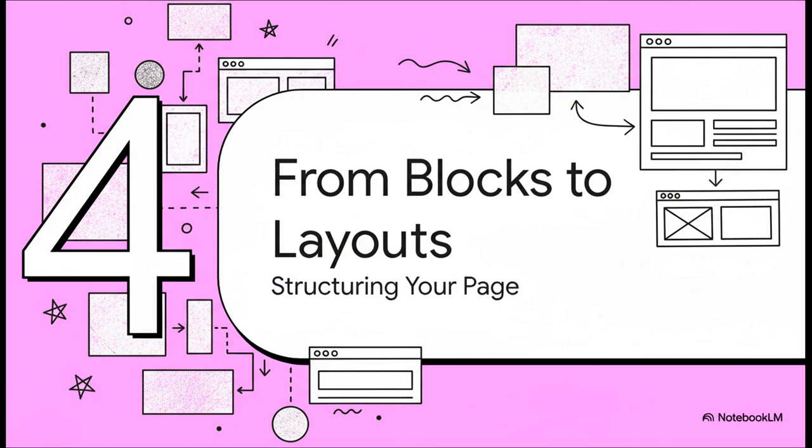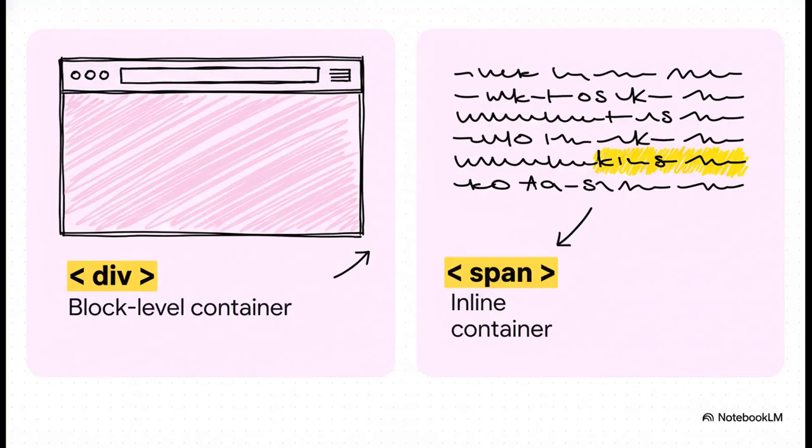Okay, so we know how to add individual things, headings, paragraphs, images. But how do you start organizing them into an actual layout? Let's talk about that next. So you need to know about 2 super important tags for layout, div and span. A div is like a big empty box. It's a block element, which means it takes up its own line and you use it to group big sections of your page together. Now, a span is totally different. It's inline. Think of it like a highlighter. You can use it to wrap just a single word or a few words inside a paragraph to style them differently without creating a new line. Box versus highlighter. That's the main difference.